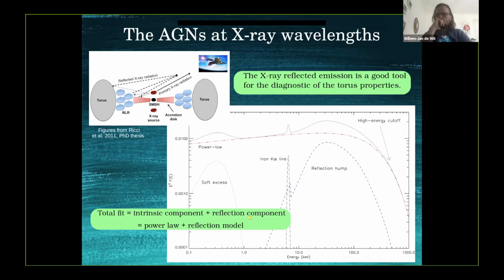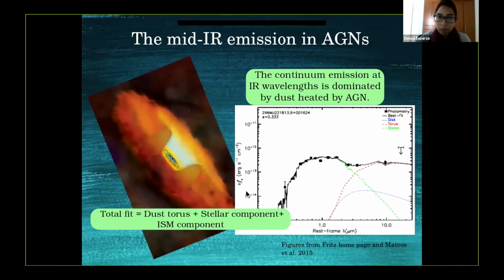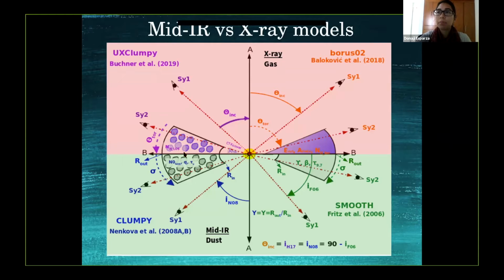For the reflection component, we need to use radiative transfer codes that simulate the geometry of the reprocessed material. On the other hand, the continuum emission at infrared wavelengths is dominated by dust heated by the AGN. Normally, to model the infrared, we need to use stellar, interstellar, and dusty torus components. Classically, to model those torus components, we use radiative transfer models that assume different geometrical distributions and compositions of the dust. In the following slide, I'm going to talk more about this.